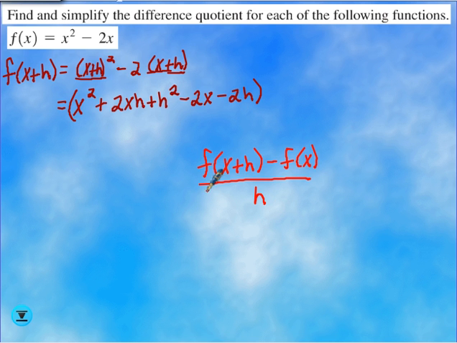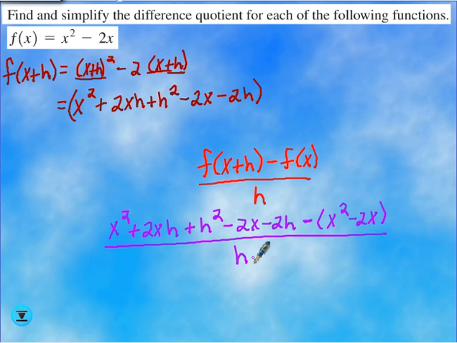The difference quotient formula says to find f of x plus h minus f of x all over h. Here is the value of f of x plus h. Let's plug all that in. F of x plus h, which is ugly, minus f of x, which is our original problem, x squared minus 2x, which again should all cancel if you work it correctly, all divided by h. Any questions thus far?